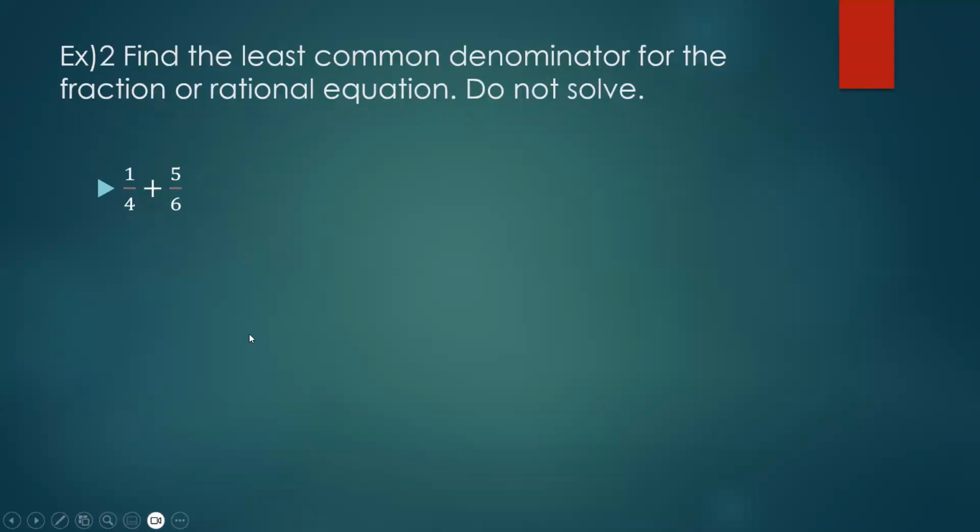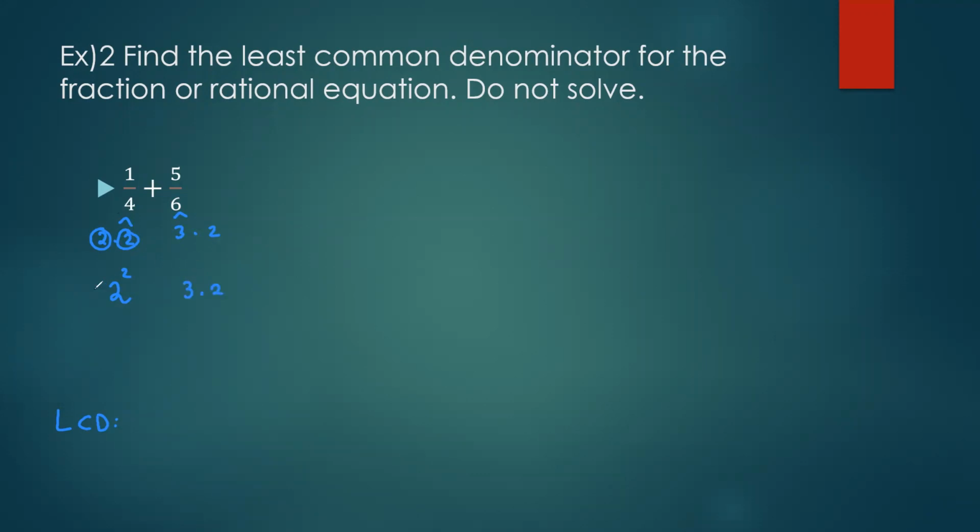Okay, example 2: find the least common denominator of the fraction or rational function. Do not solve. So we have the fractions 1/4 plus 5/6. Let's find our LCD. 4 can be broken down as 2 and 2, which are both prime, so 4 can be written as 2 squared. That's how we want it. 6 can be broken down as 3 times 2.